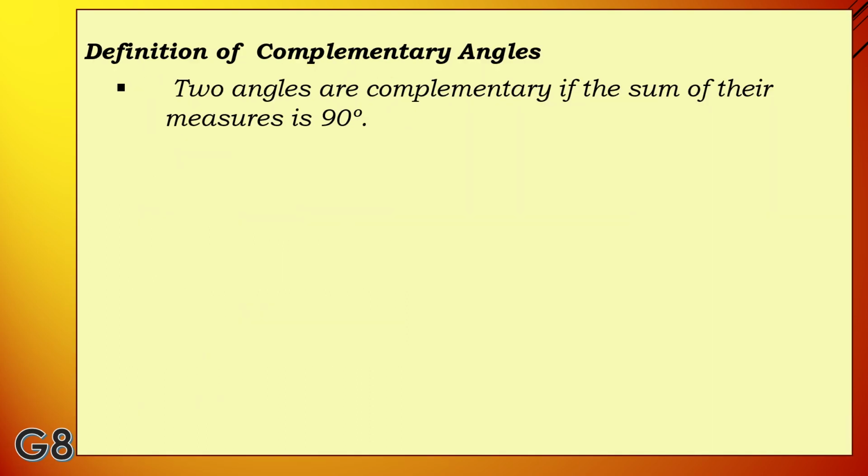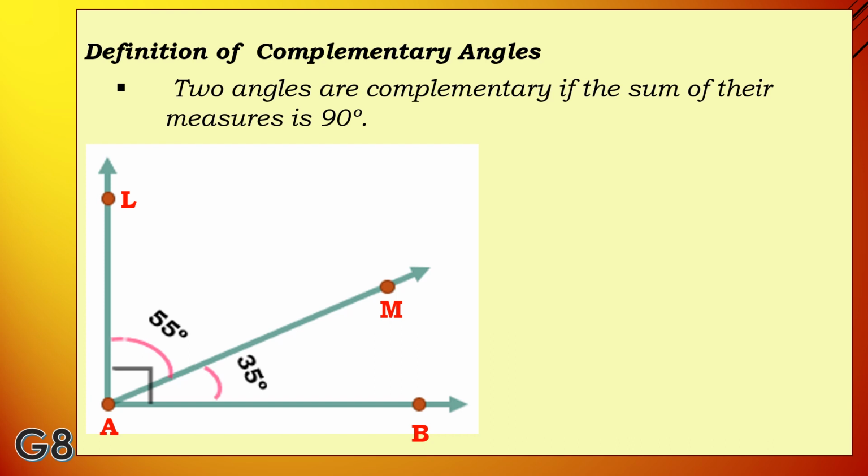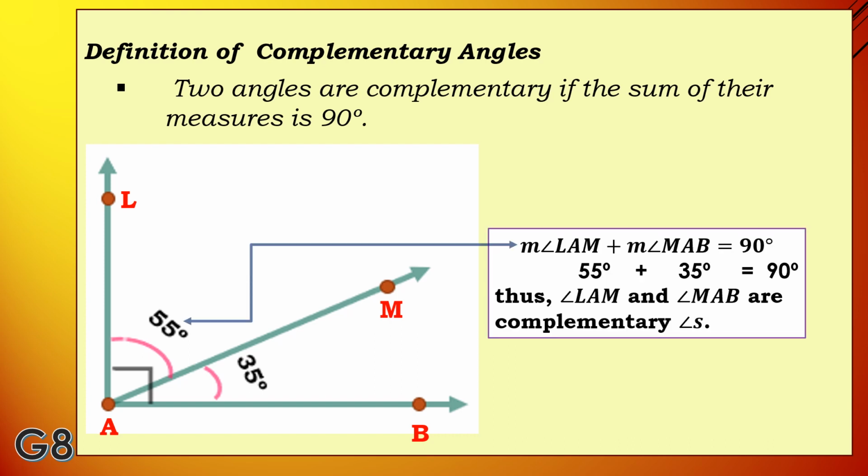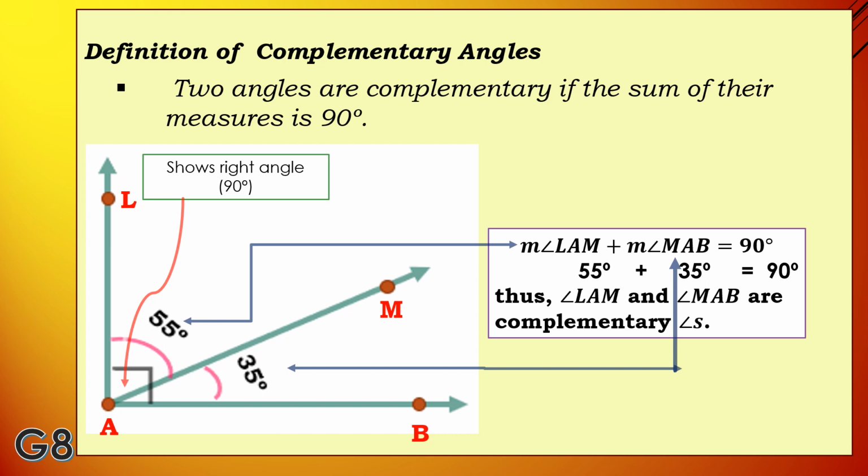Next is the definition of complementary angles. Two angles are complementary if the sum of their measures is 90 degrees. Say for example in this figure, if the measure of angle LAM is 55 degrees and the measure of angle MAB is 35 degrees, that is equal to 90 degrees. Thus, angle LAM and angle MAB are complementary angles.